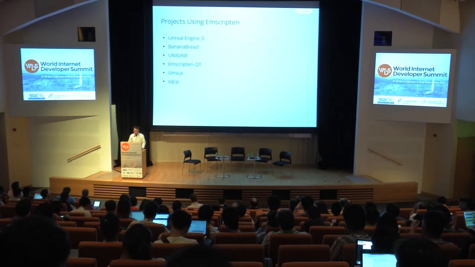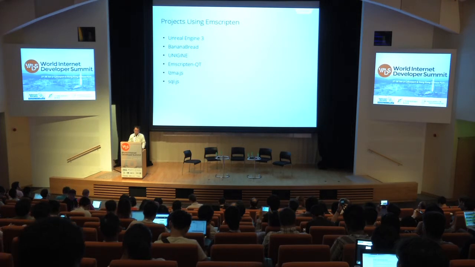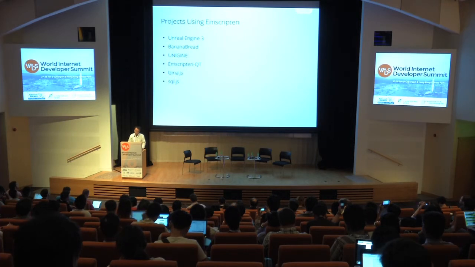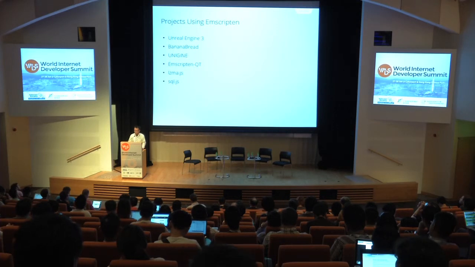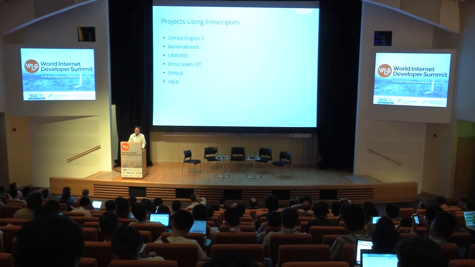Here are some projects using Emscripten. We have already seen Unreal Engine. BananaBread is a 3D first-person shooter game. It takes the Cube 2 Sauerbraten engine, which is written in C++ and OpenGL. It's written to be a test case and benchmark of browsers, and also to prove that games of this nature can run in JavaScript and WebGL. Unigine is another well-known 3D game engine.